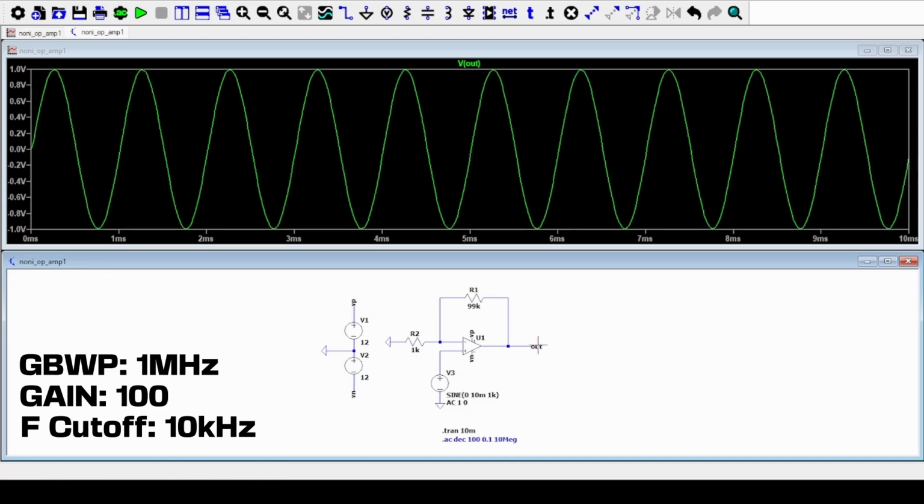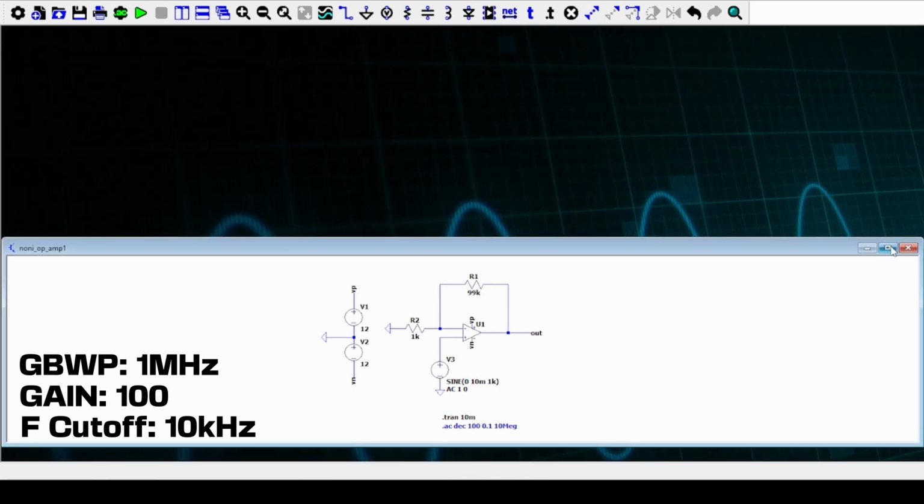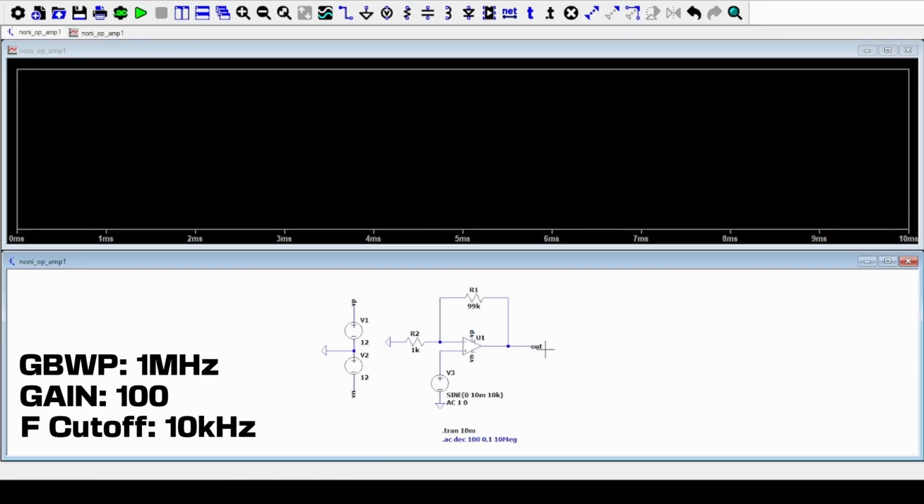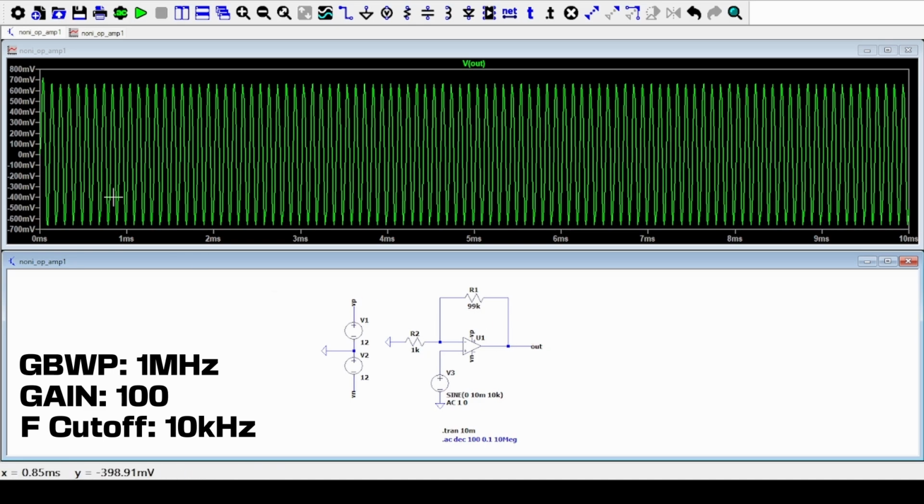If we run this simulation at 1 kHz, we can see that our voltage and time plot shows an unattenuated sinusoid able to achieve its desired gain of 100, which gives us 1 volt peak amplitude. If we bump our frequency up to 10 kHz, our output is now slightly attenuated and unable to reach that full 1 volt peak amplitude.